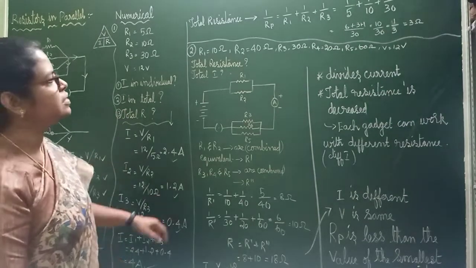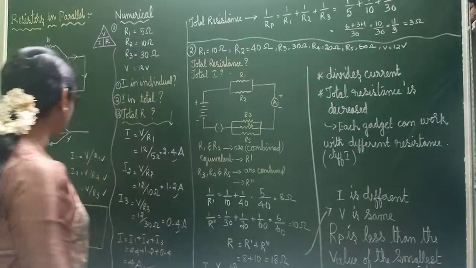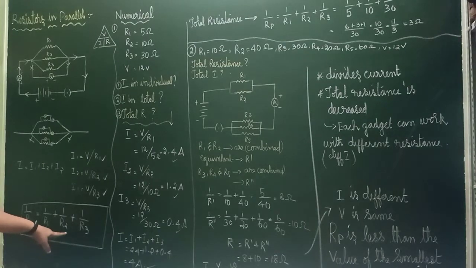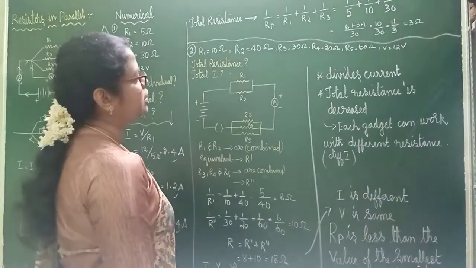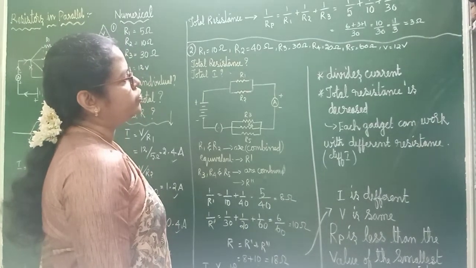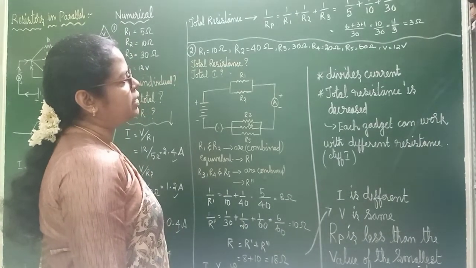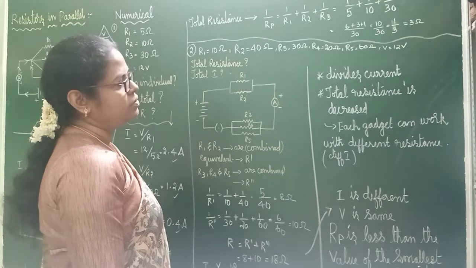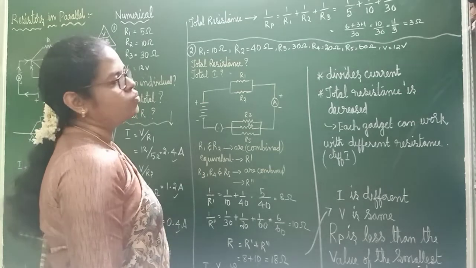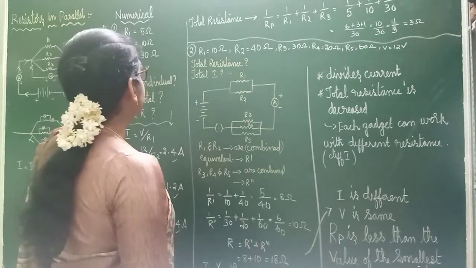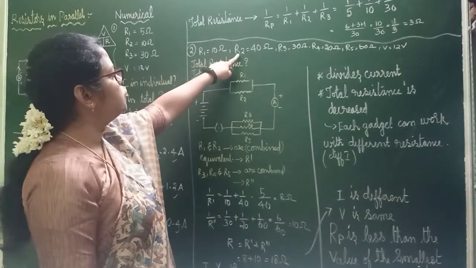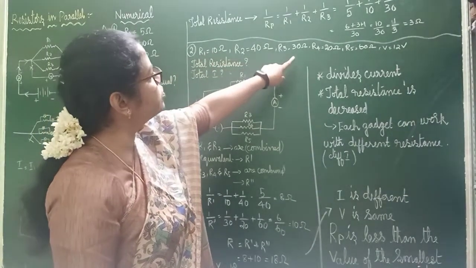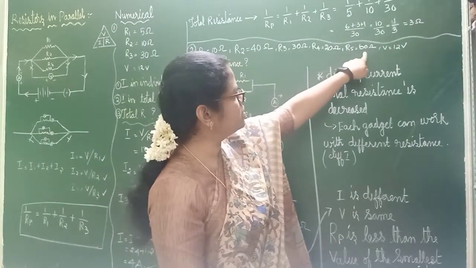Here, total resistance: 1 by Rp is equal to the formula 1 by R1 plus 1 by R2 plus 1 by R3. So 1 by 5 plus 1 by 10 plus 1 by 30 is equal to, if you take LCM, you will get 10 by 30, which is equal to 1 by 3. So 10 ohms.